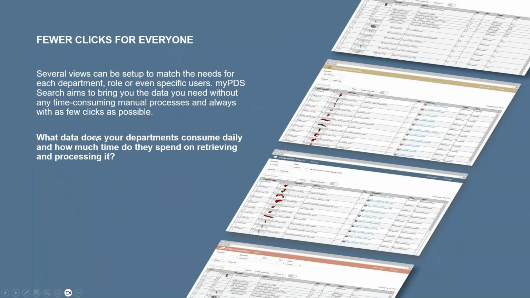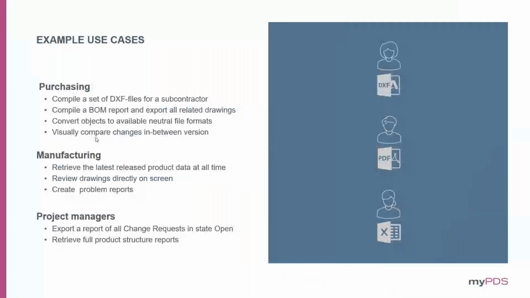And then what does your department consume daily, and how much time do they spend on retrieving and processing it? So basically, when you go through and you look at the information that is inside of Windchill, how often is it being retrieved, who outside of your immediate department needs that information, and how much time do you spend getting that information for them? Or if it is you that needs that information, how much easier would it be for you to be able to do it yourself versus having to find somebody to fit it into their schedule to get you what you need?